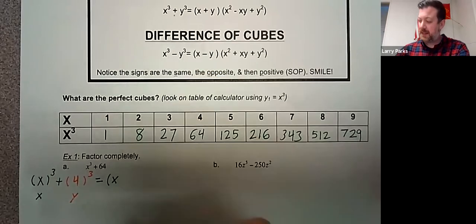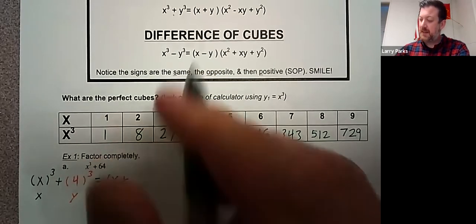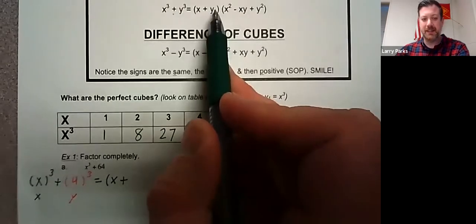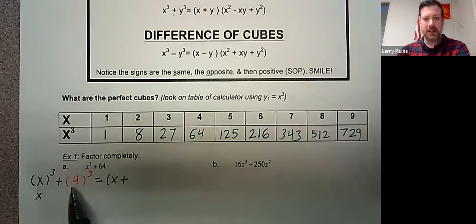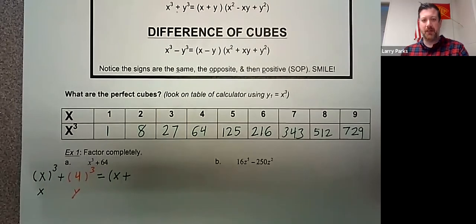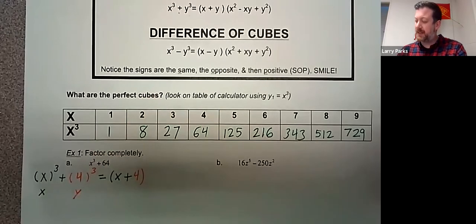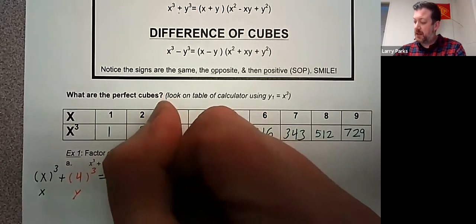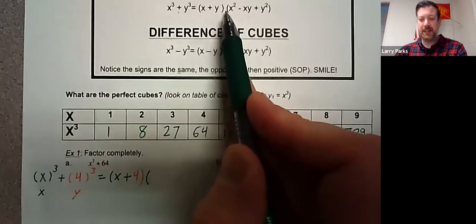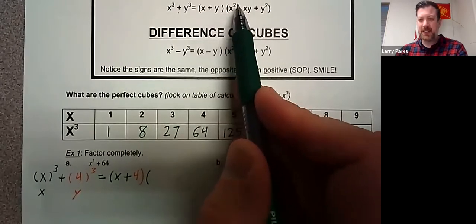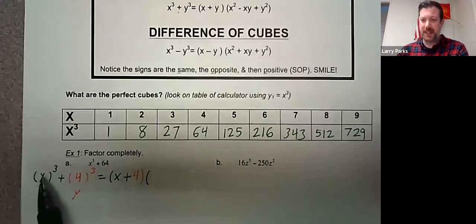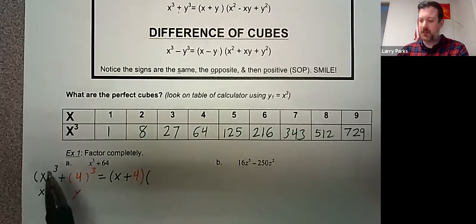Then you put a plus sign. And then what was y? Well, y is 4. Then I put a 4. Close my parentheses. Open my parentheses just like it says. And then it says to take my x squared. Well, x is x, so I do x squared.